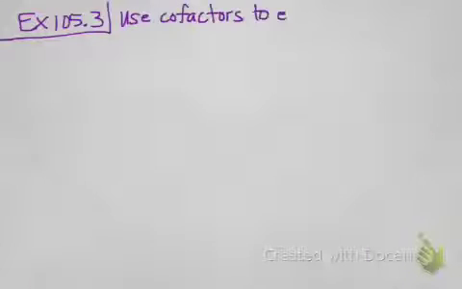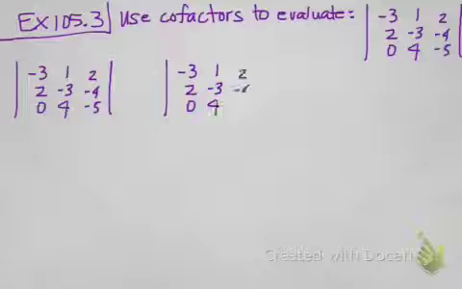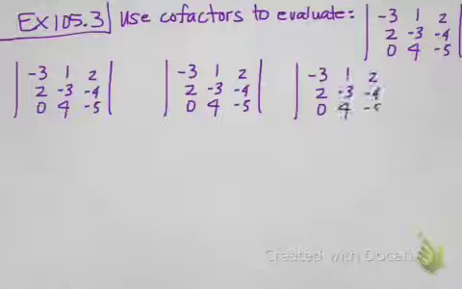Okay, let's do another example. Use cofactors to evaluate. So we're going to do the bottom row again. And primarily the reason why we're going to use the bottom row is because it has a 0 in it. And as you'll see, zeros make it nice and easy to figure.